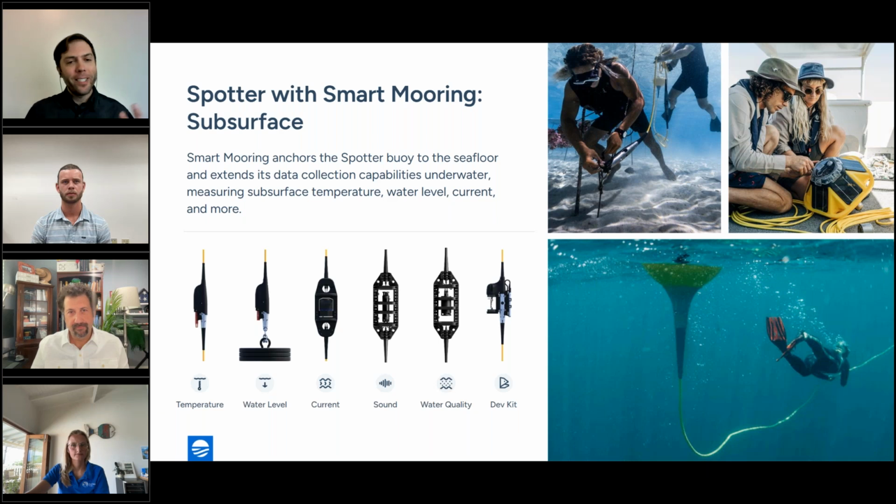We have some exciting new pieces coming out. This summer, we'll have a hydrophone from AOS and dissolved oxygen from PME, both things that we're really excited about. And then you can roll your own. We've got a dev kit so that you can add your own sensor to it.